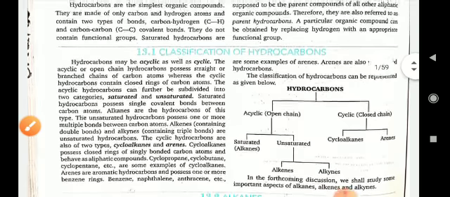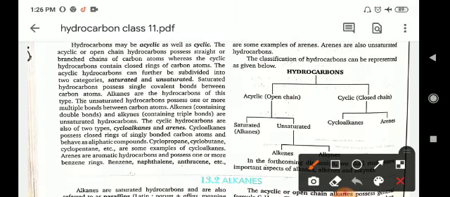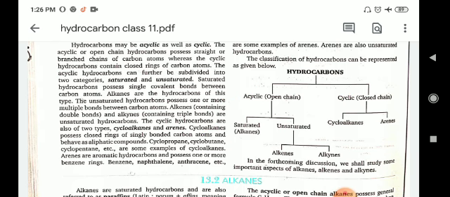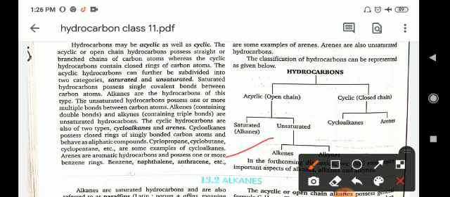Okay, now coming to the classification of hydrocarbons. Hydrocarbons may be cyclic as well as acyclic. The acyclic are open chain hydrocarbons and cyclic are closed chain hydrocarbons. So they are basically divided into two parts. Acyclic are further divided into two parts: saturated hydrocarbons, in which alkanes come, and unsaturated hydrocarbons, of which there are two types, alkenes and alkynes.